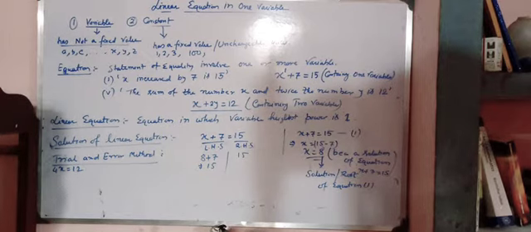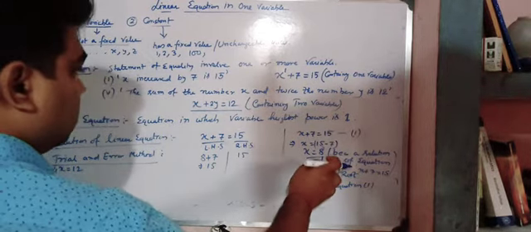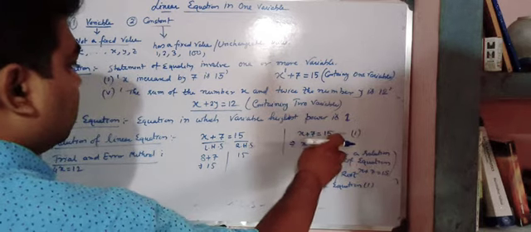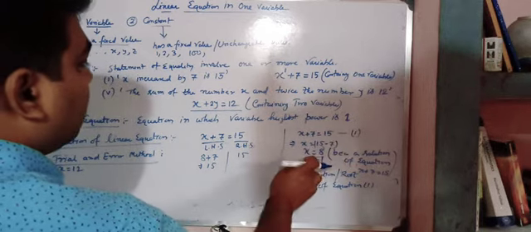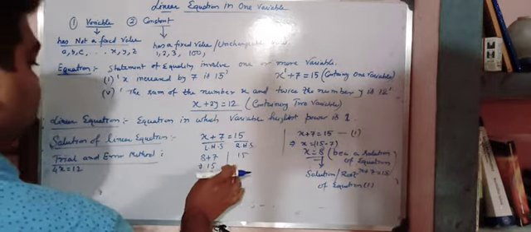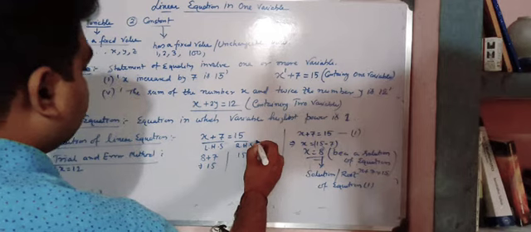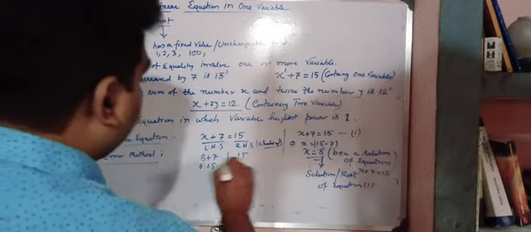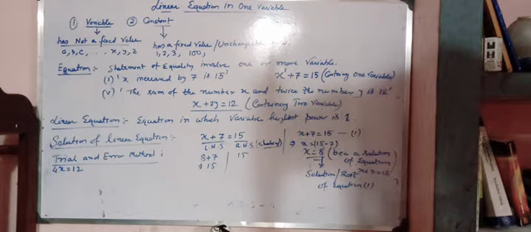This is the general method or substitution method. That is, we are substituting 15 minus 7, and we are getting x equal to 8, and we are putting the values for checking. This is the LHS and RHS. This is called checking or verifying. Okay. Now let's move to the trial and error method.